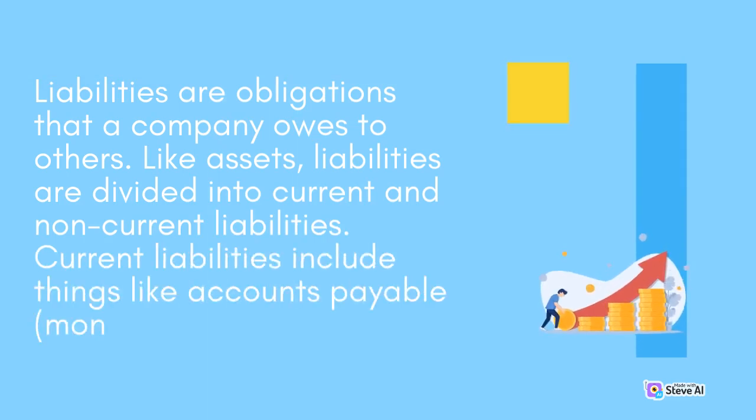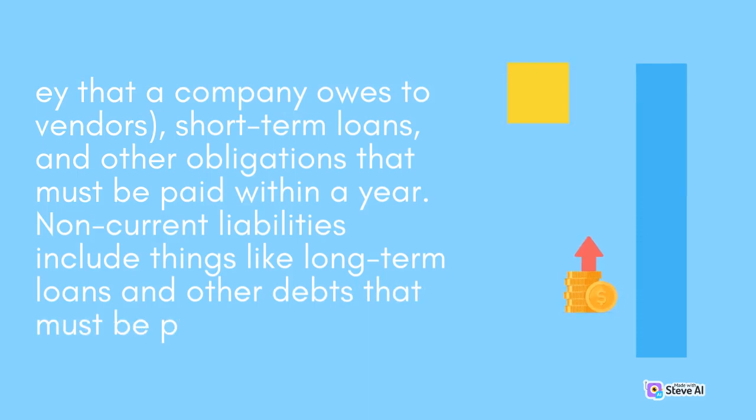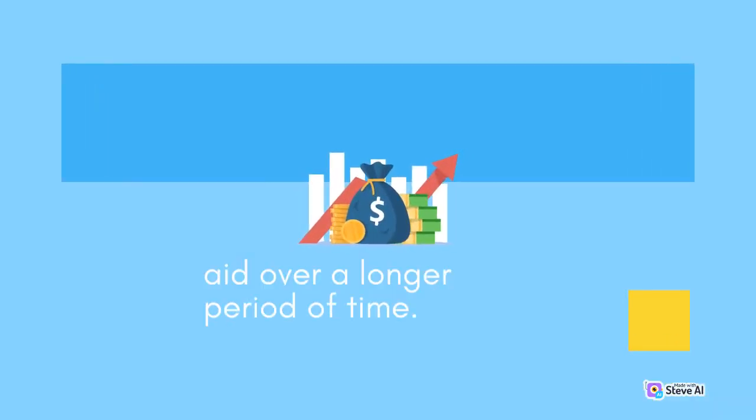Liabilities are obligations that a company owes to others. Like assets, liabilities are divided into current and non-current liabilities. Current liabilities include things like accounts payable, money that a company owes to vendors, short-term loans, and other obligations that must be paid within a year. Non-current liabilities include things like long-term loans and other debts that must be paid over a longer period of time.